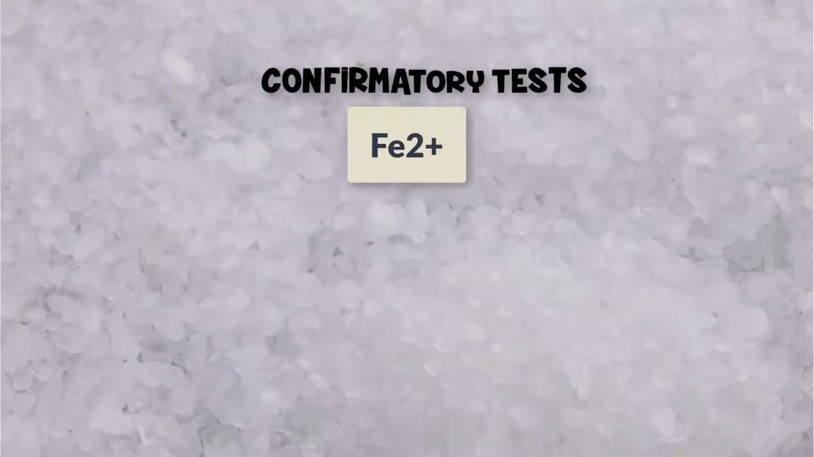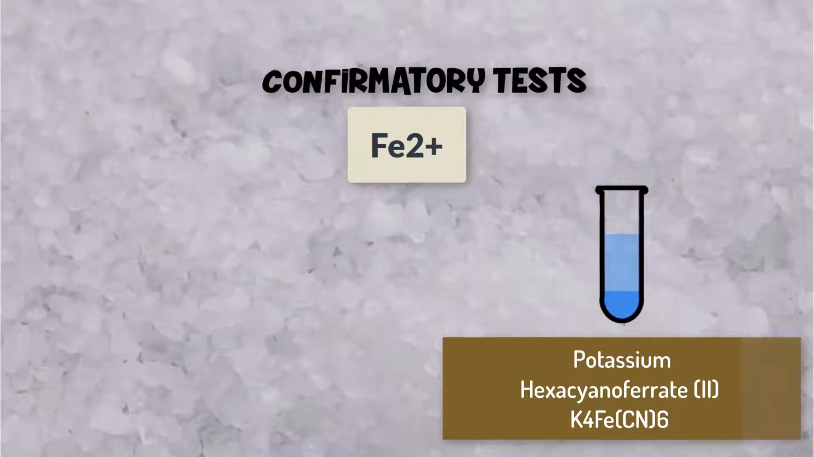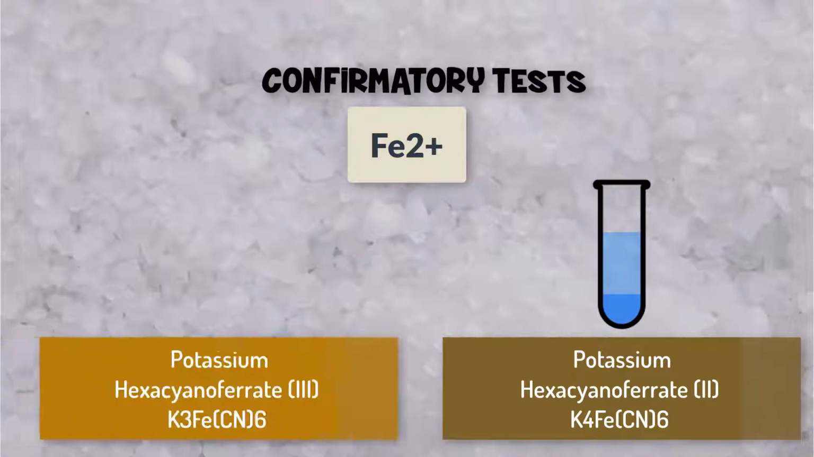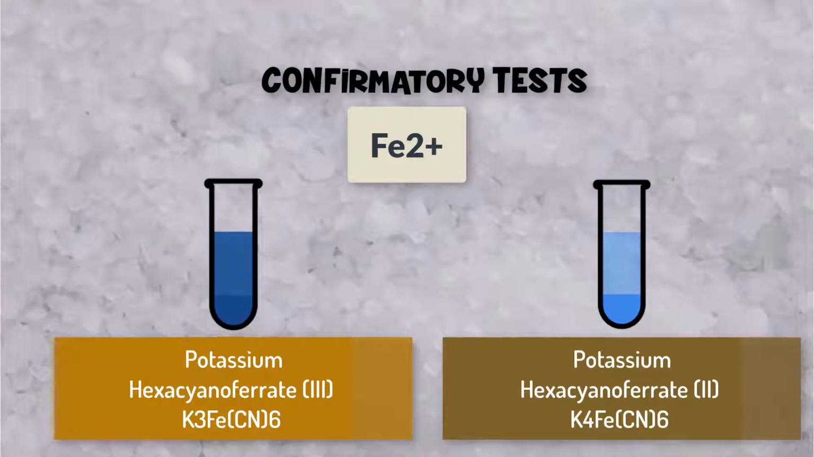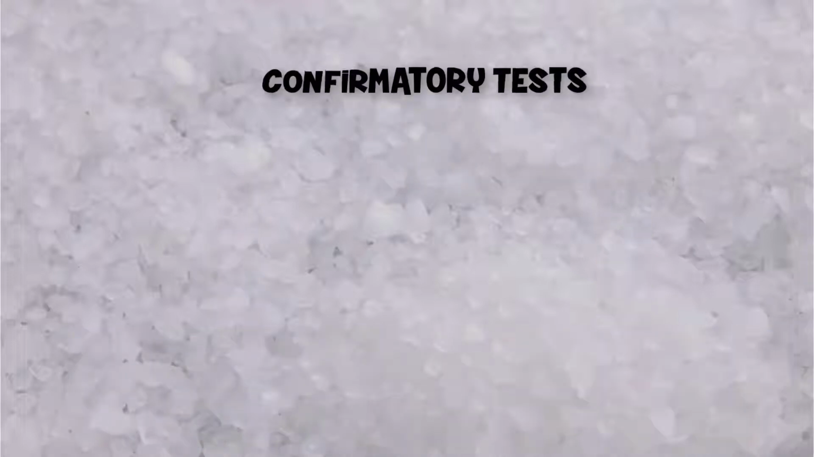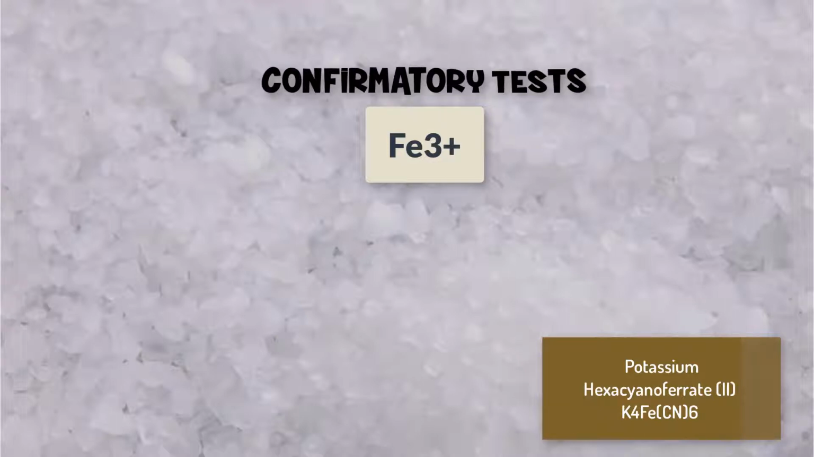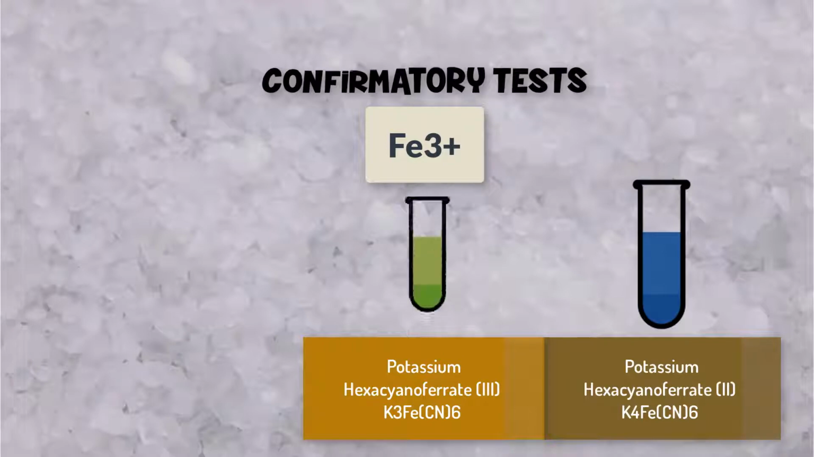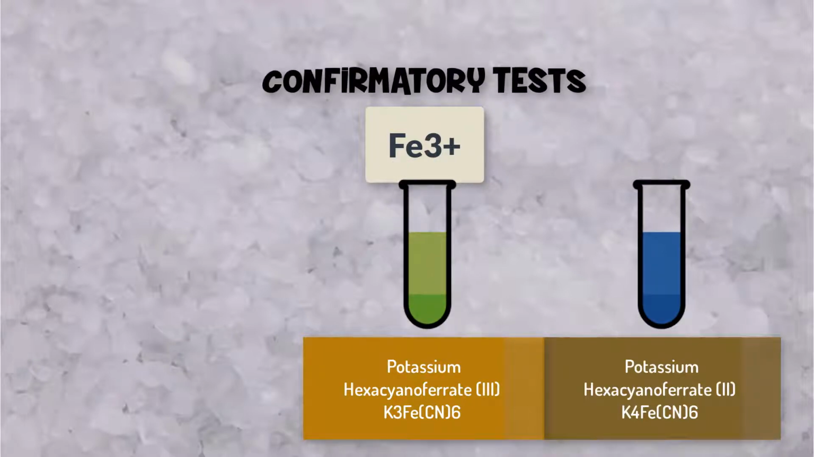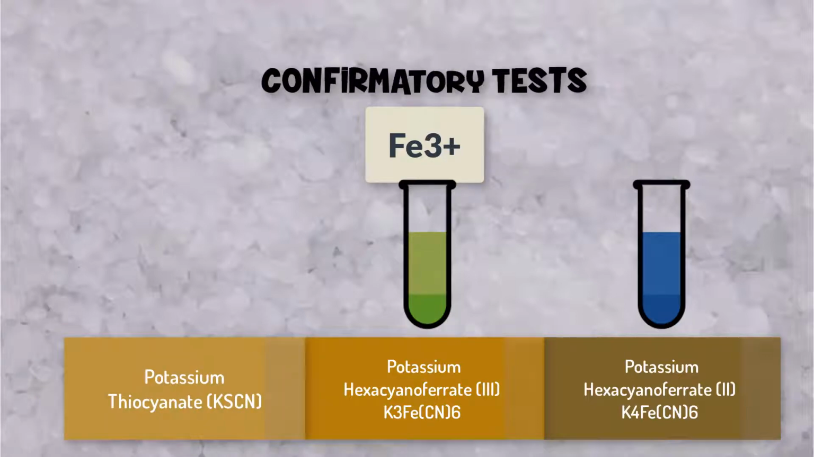For iron-2 ions, potassium hexacyanoferrate(II) when added produces light blue precipitate, while potassium hexacyanoferrate(III) when added produces dark blue precipitate. For iron-3 ions, potassium hexacyanoferrate(II) when added produces dark blue precipitate, while potassium hexacyanoferrate(III) when added produces greenish brown precipitate. Lastly, potassium thiocyanate when added produces blood red solution.